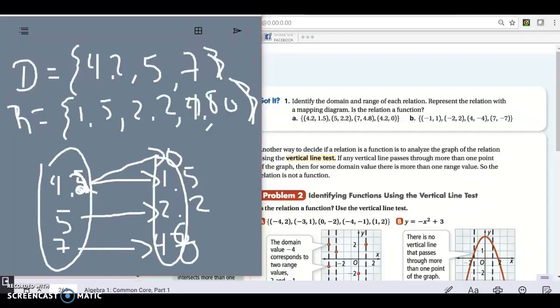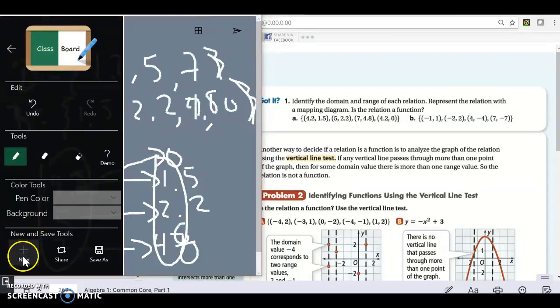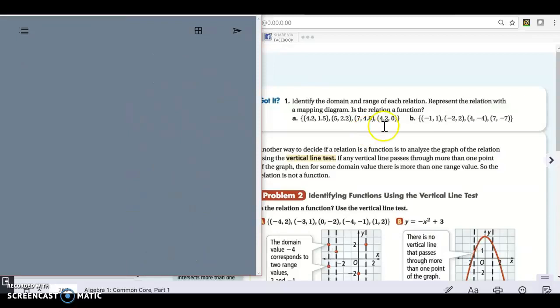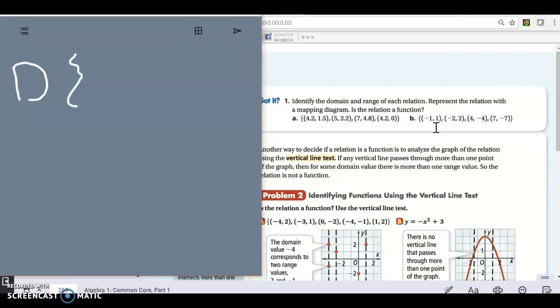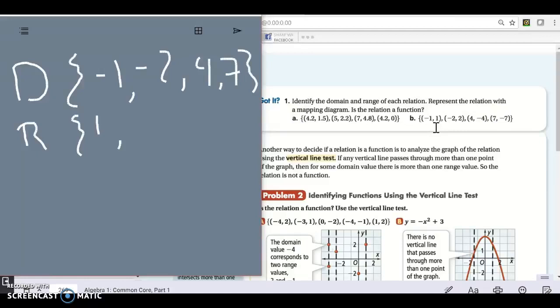It's not going to exactly one value. All right, so let's do the next one. So my domain is negative 1, negative 2, 4, and 7. My range is 1, 2, negative 4, and negative 7.